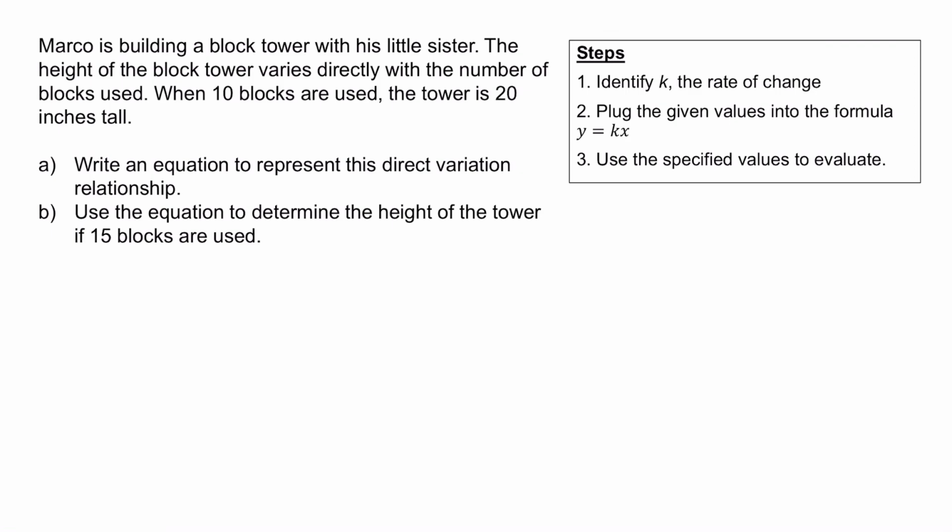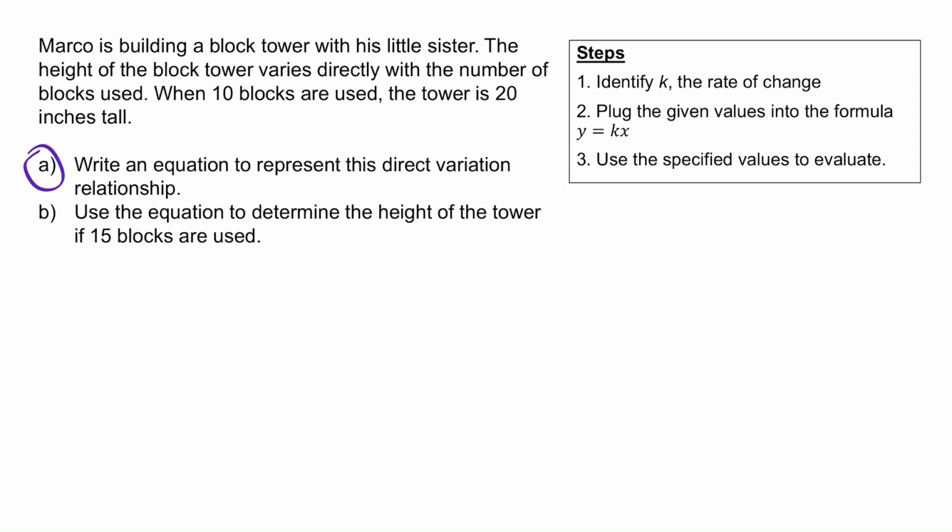So let's try this example. Marco is building a block tower with his little sister. The height of the block tower varies directly with the number of blocks used. When 10 blocks are used, the tower is 20 inches tall. I'm going to first do part A, write an equation to represent this direct variation relationship.